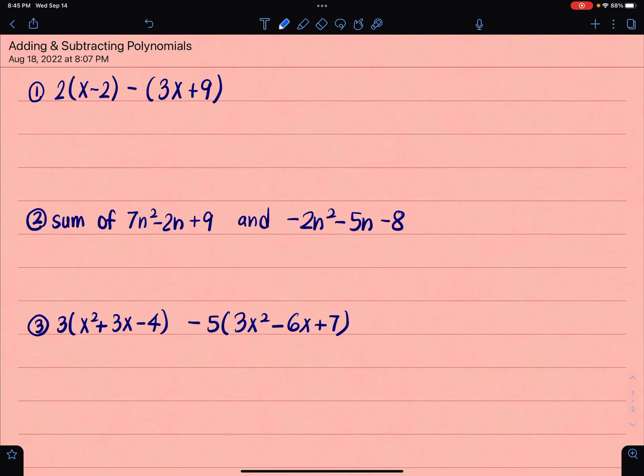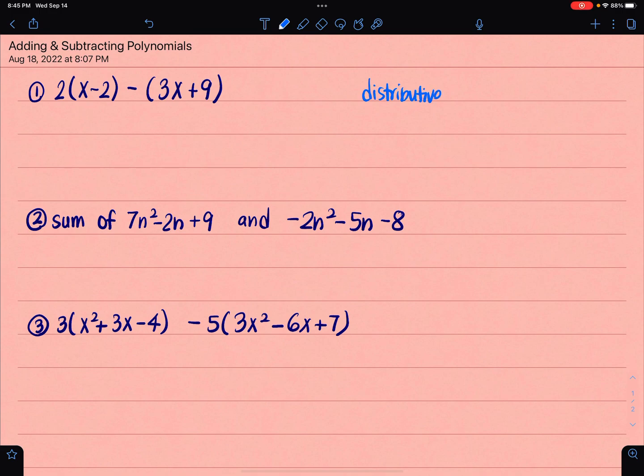So today what we're going to do is learn about adding and subtracting polynomials. Anytime you have parentheses in an algebraic expression, our goal is to get rid of those parentheses by following the distributive property.